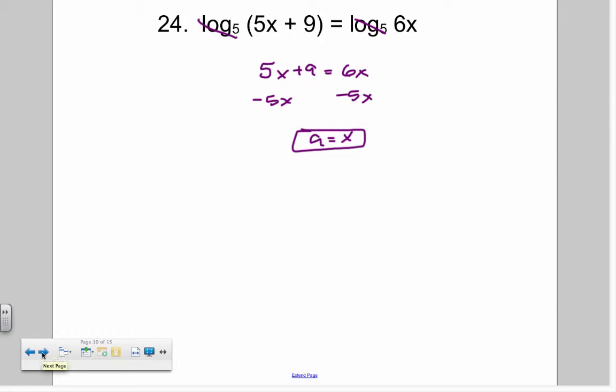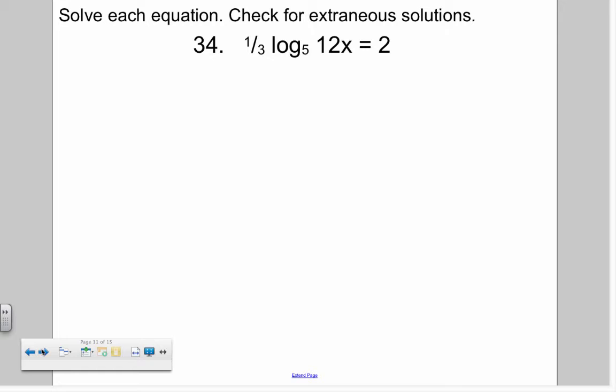Let's take a look at a different one. Here's number 34. The directions say solve each equation and check for extraneous solutions. Extraneous solutions are solutions that don't work because, for example, in a log, you cannot have a log of a negative number. So something that you would plug in that would make this part negative would be an extraneous solution. So let's go ahead and solve number 34.